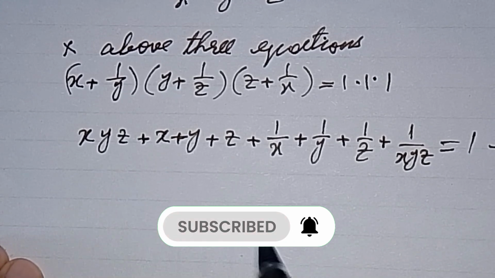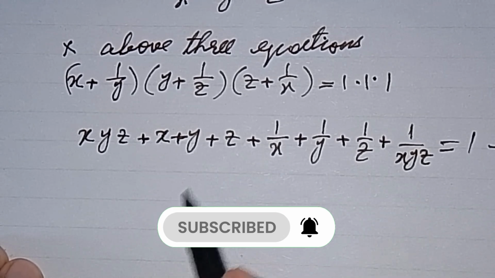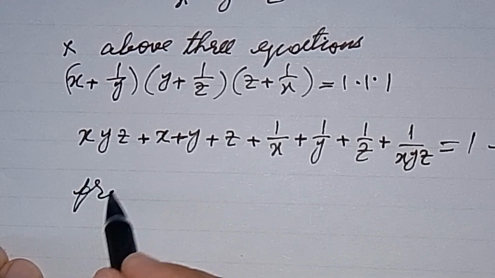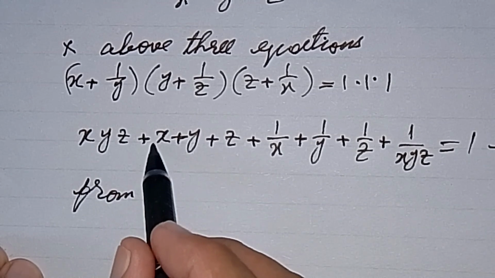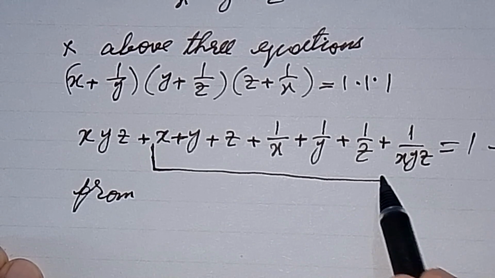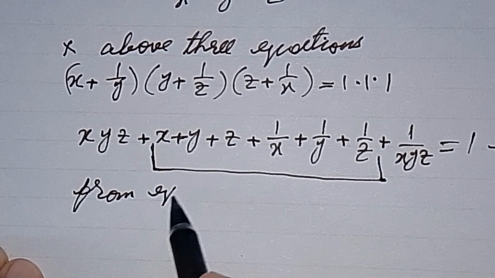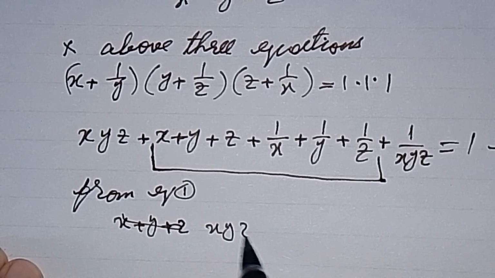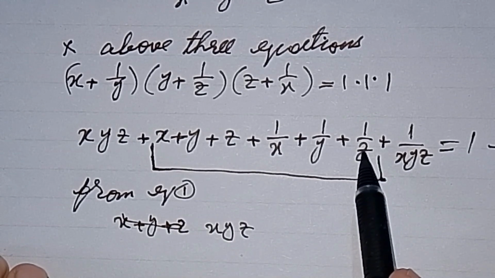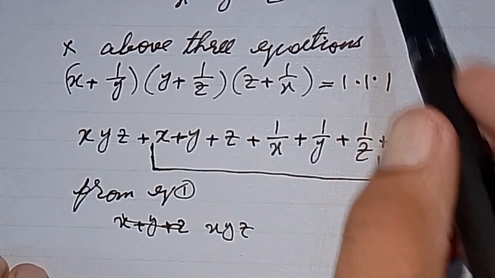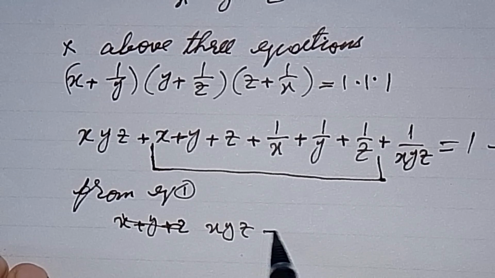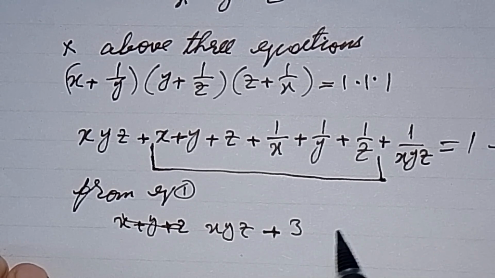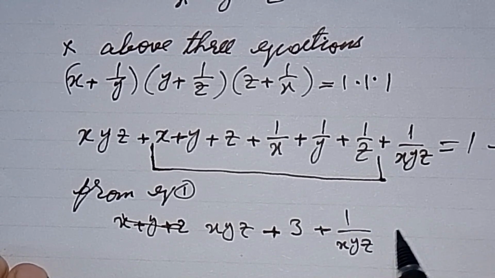Now from equation 1, x plus y plus z plus 1 over x plus 1 over y plus 1 over z, this portion of this equation is equal to 3. So xyz plus 3 plus 1 over xyz is equal to 1.